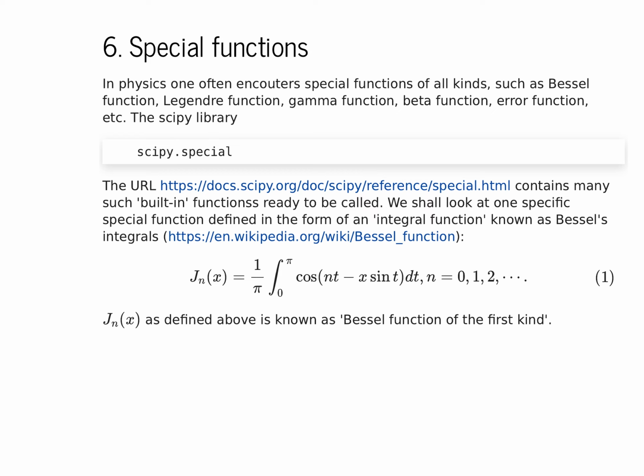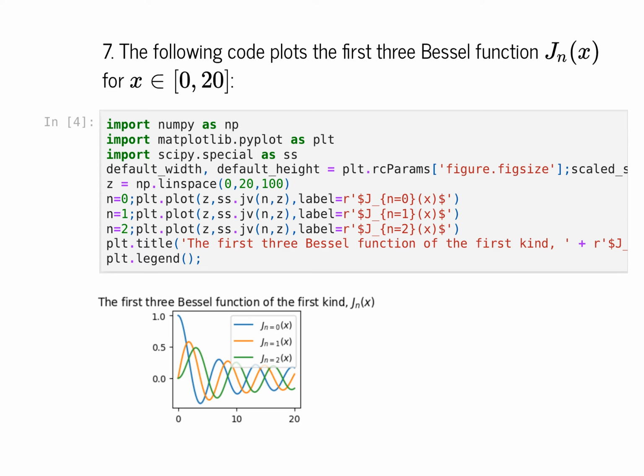The images shown here illustrate the characteristic wave-like behavior of the first few Bessel functions, J subscript 0, J subscript 1, and J subscript 2. Having introduced Bessel functions, let us now see how to plot them using SciPy's built-in tools. We will specifically visualize the first three Bessel functions of the first kind, J0 of x, J1 of x, and J2 of x. We will plot them for x values ranging from 0 to 20.